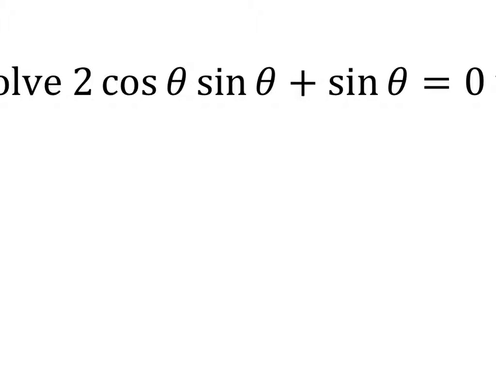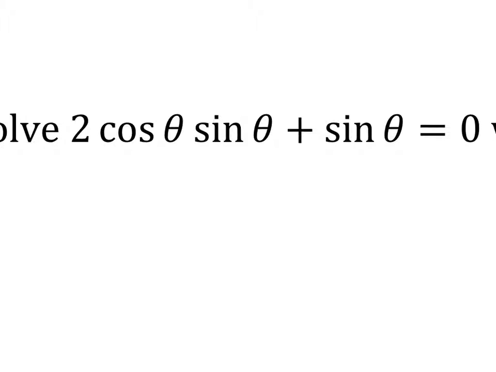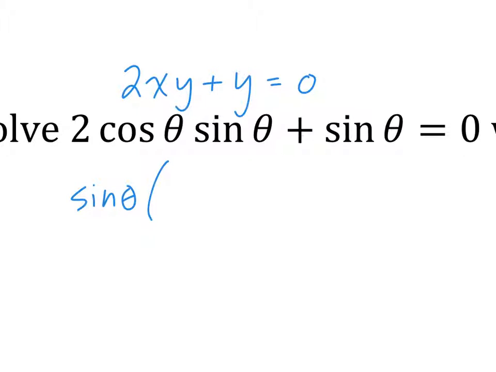This one. All right. When you see something like this, please don't be scared. This means 2xy plus y equals 0. So how would you solve something like that? Take y out, right? So in this case where we have cosine and sine, what would you take out? Sine. Okay, so we're going to factor out sine.